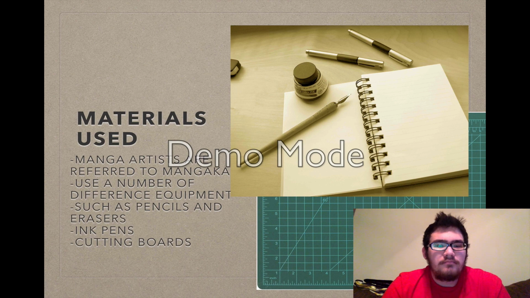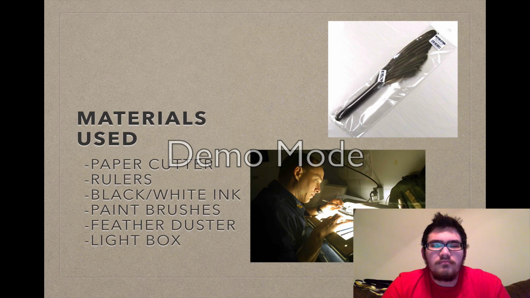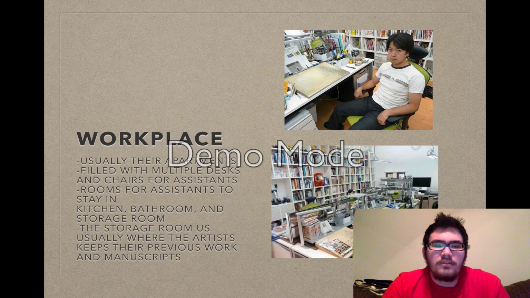They use pencils and erasers. A lot of times they're going to be mechanical, and then they use ink pens and cutting boards. The ink pens are to do the outlines of their images. Other times they use rulers, black and white ink, paintbrushes, a feather duster like the one off to the side to get rid of eraser shavings, and then a light box for them to trace if they need to.